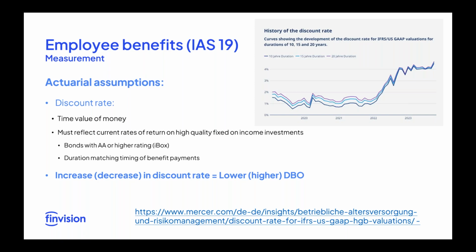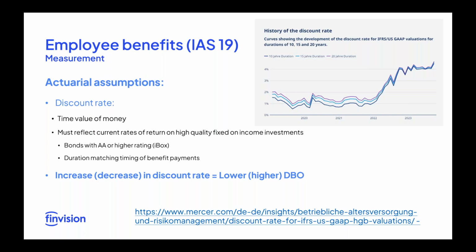How can you find it? The actuary will propose a rate to you. How can you challenge it? I mentioned here a website, Mercer, and they update their discount rates. There are two sets of discount rates for IFRS, US GAAP, but also for Germany. And there you can see what discount rate we need to use. Will it always be equal? No, but I think it should be in the range. If the actuary is proposing a rate, cross-check it; it should be in the range. It cannot be significantly different.